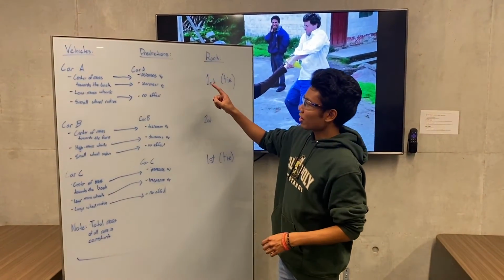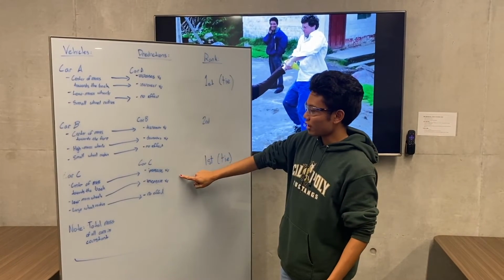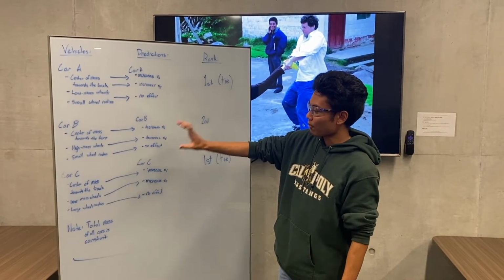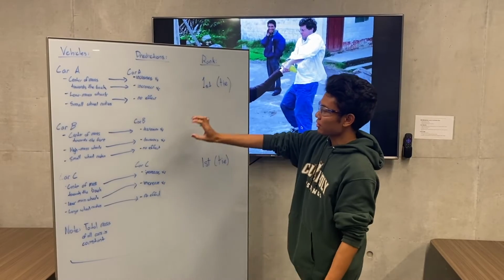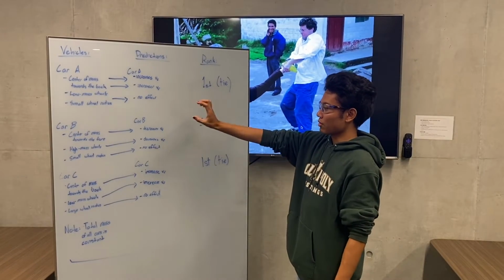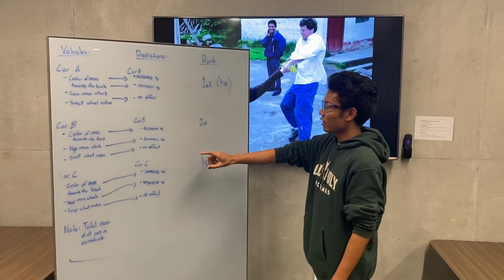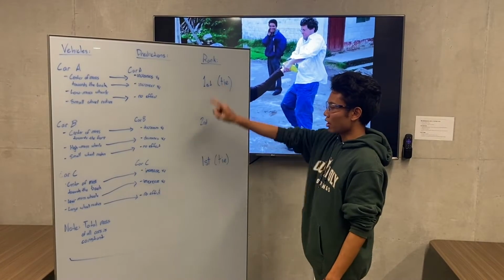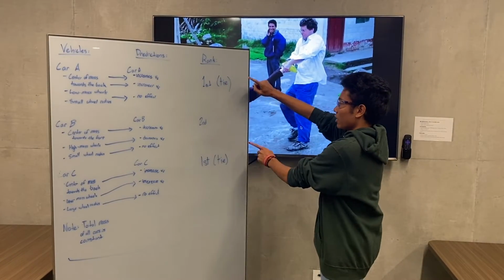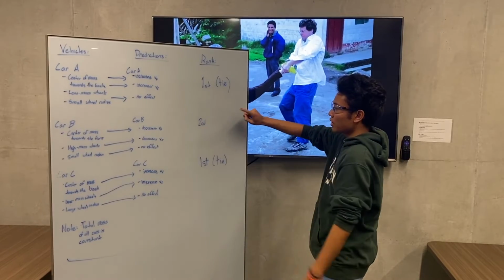So moving back to the cars, we can see that car A and car C have centers of mass towards the back of the car and low mass wheels, in comparison to car B, which has a center of mass towards the front and high mass wheels. Therefore, with the increased final velocity of car A and car C, they should tie for first, with car B coming in second.